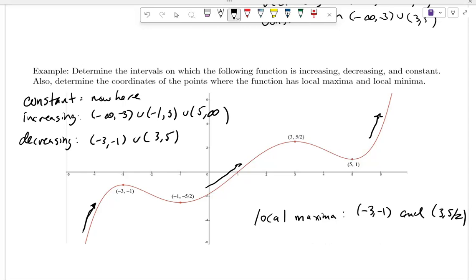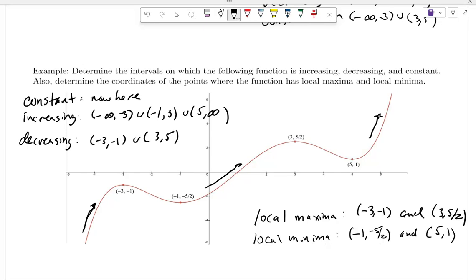How about valleys? Do you see a valley? Bottom of a valley? Good. (-1, -5/2) is one of them. Where else? And (5, 1). Good. Again, those aren't the lowest points ever, but they are the lowest points in a little area. That's why they're called local, versus absolute would be the other word.